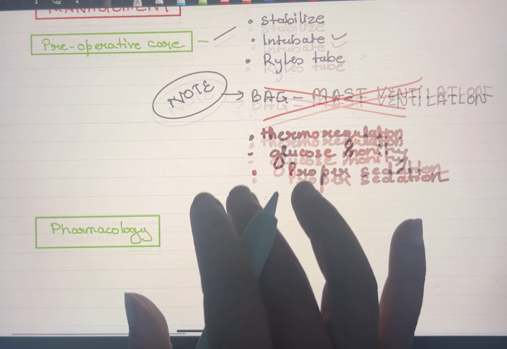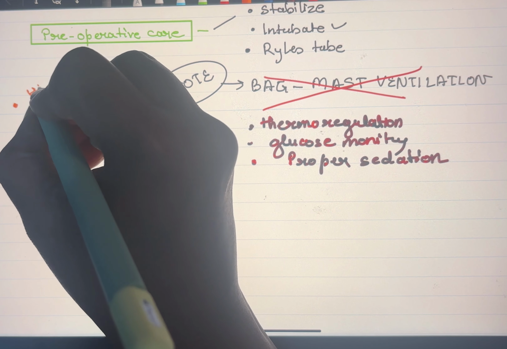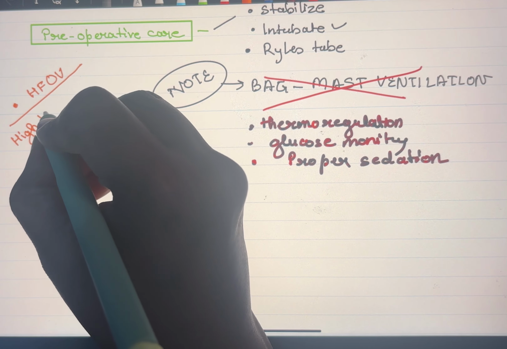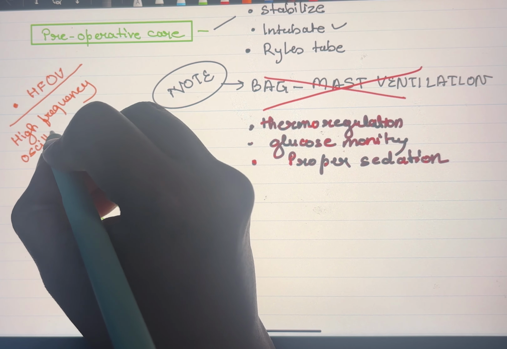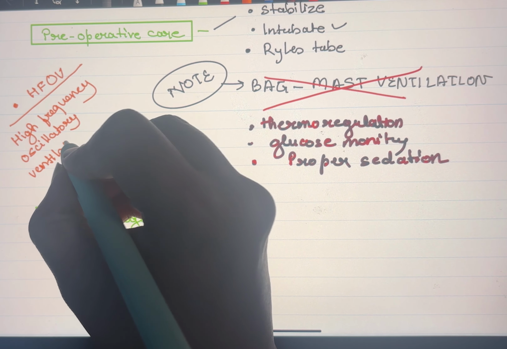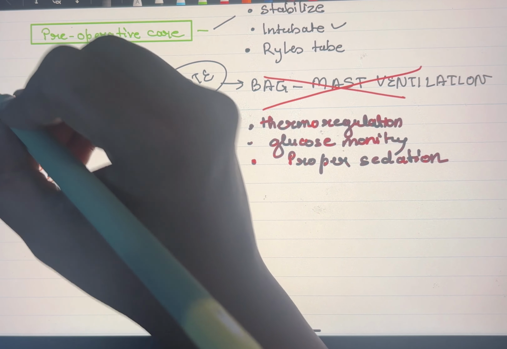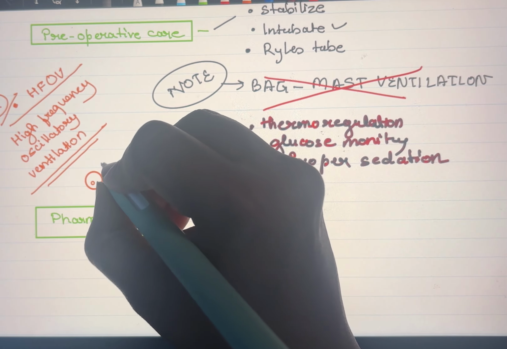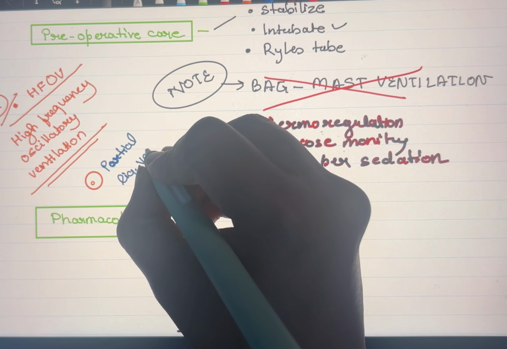Apart from that, in preoperative treatment, we have to give HFOV. What is this? This is high frequency oscillatory ventilation. High frequency oscillatory ventilation is also given, and it has been seen that it is efficient. Apart from that, you can give partial liquid ventilation.